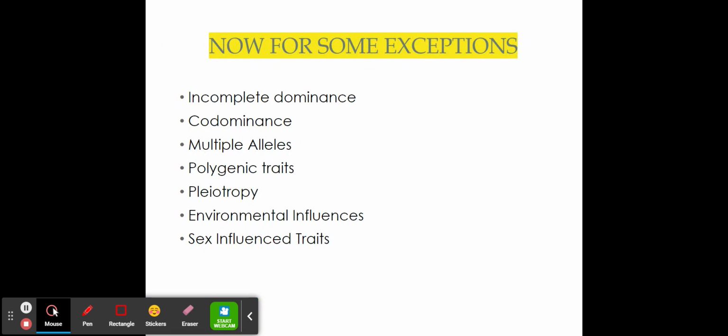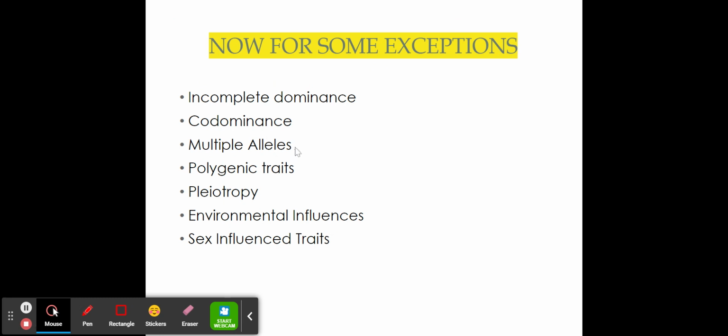So our exceptions are these 7 options. We have incomplete dominance and codominance, which are going to be done very similarly to our Mendelian genetics that we've already covered with the Punnett squares. Just instead of the traits being one or the other, these are going to show multiple traits at the same time.